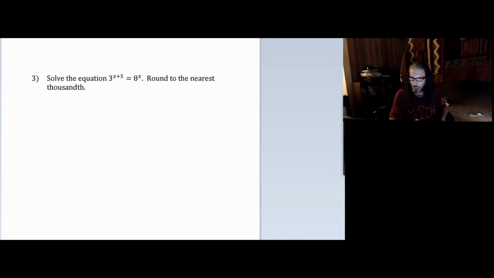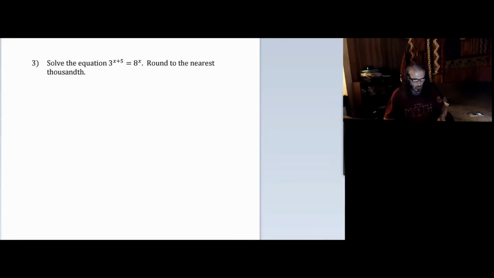Here's the kind of example I was talking about. What are we going to do if we try to use option 2? Let me first do this by option 1. Take the natural log of both sides.